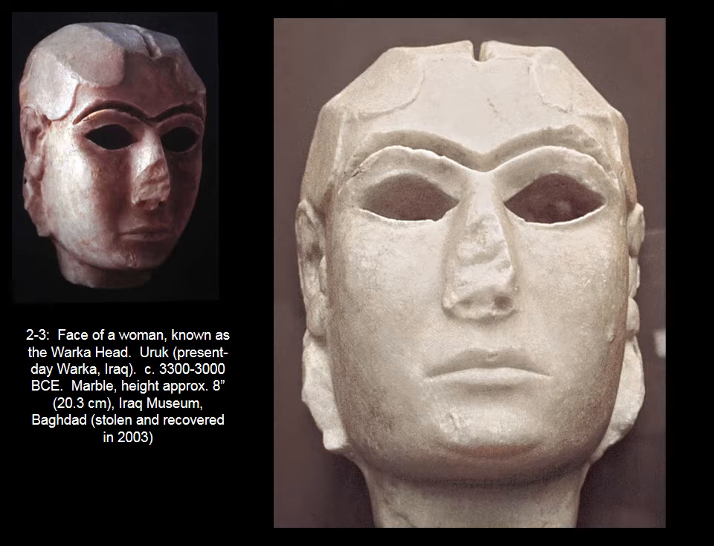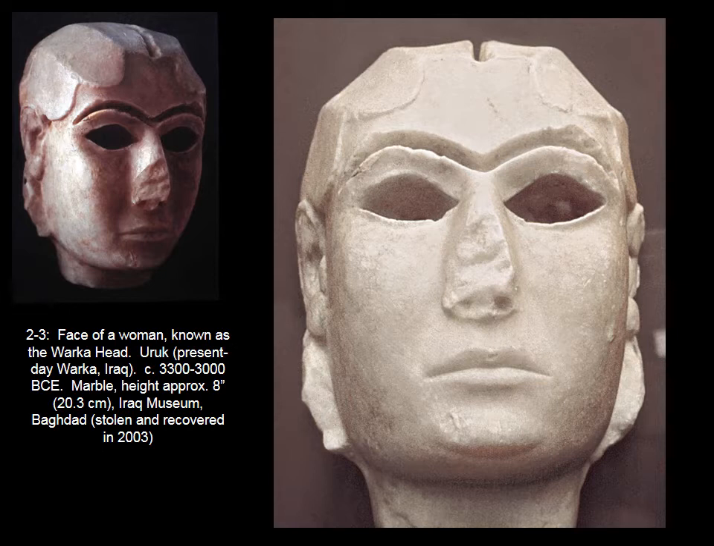Now, when I put up a picture like this, you don't have much to work from in this class. Teaching art history is hard. You don't physically see the object, and here you're looking at a picture. So please do look at the caption. The caption gives you some information. So if you were going to look at this, we don't know who she is. We're calling her the head of a woman. We usually call it the Warka head.